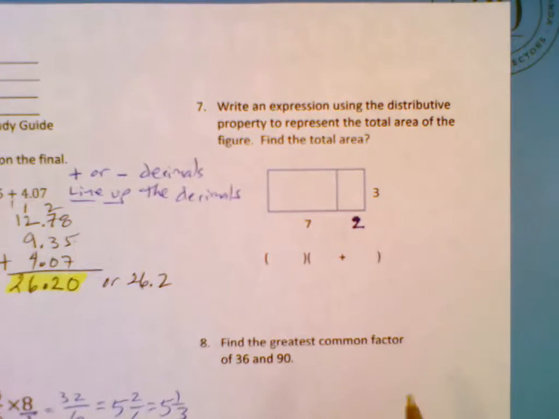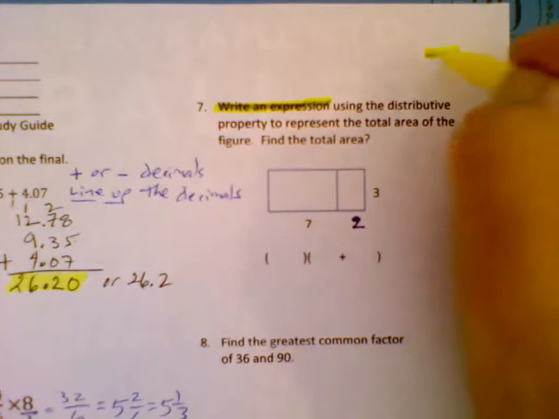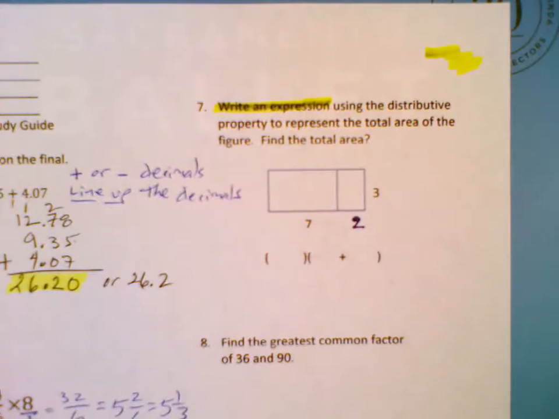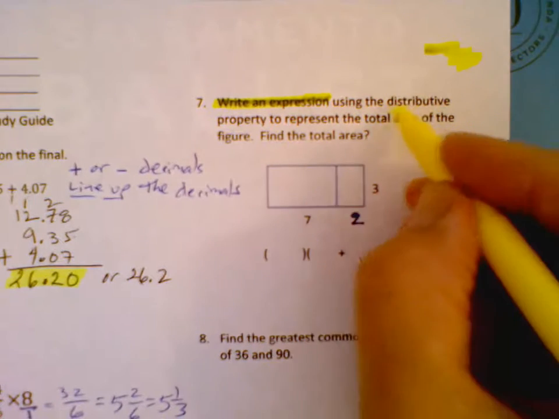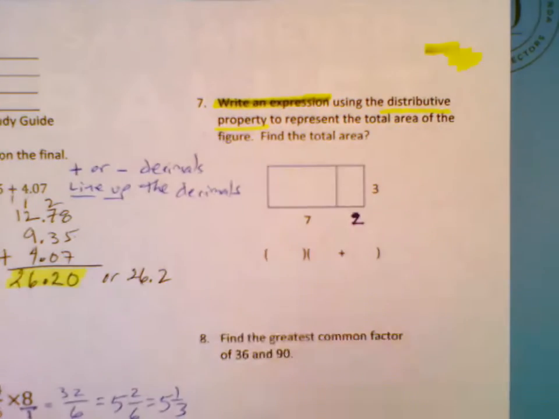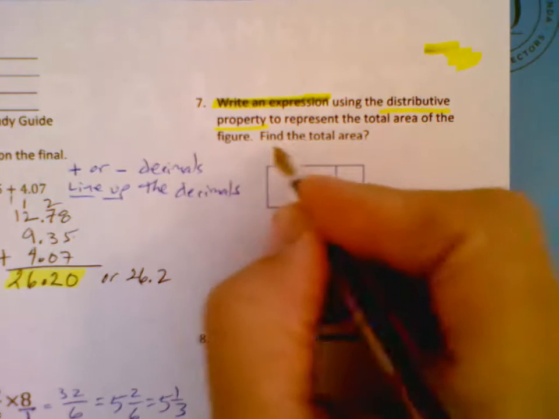Number 7, write an expression. So my answer is going to be an expression. Oh boy, that's smeared terribly because of the printer I printed this out on. Using the distributive property to represent the total area of the figure. So here's my figure, and I'm not supposed to find the total area.